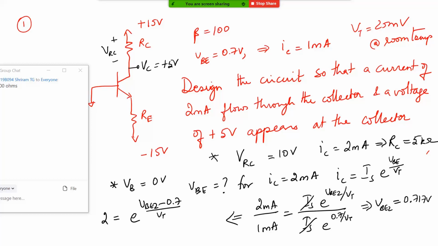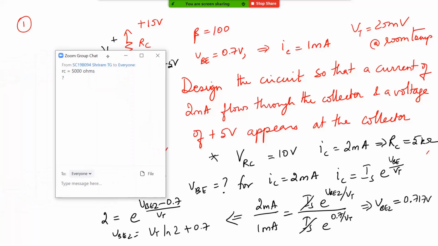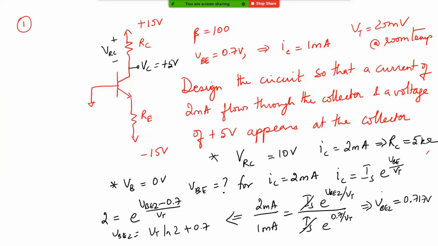Now you take the logarithm. You have to take the natural logarithm, so be careful about it. Natural logarithm, so VBE2 becomes what? VT times ln 2 plus 0.7. So this is one answer, okay.